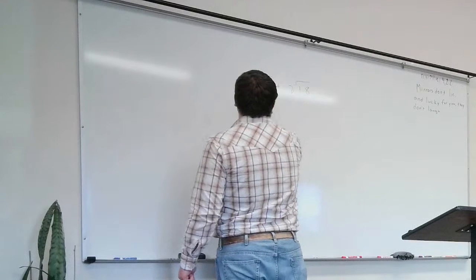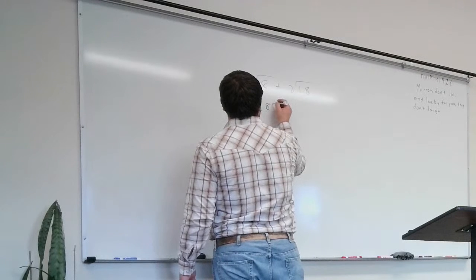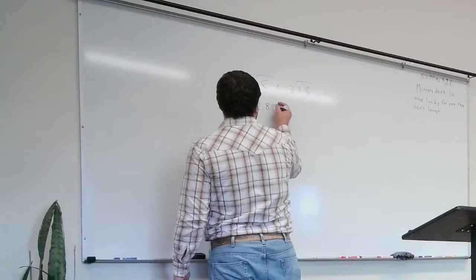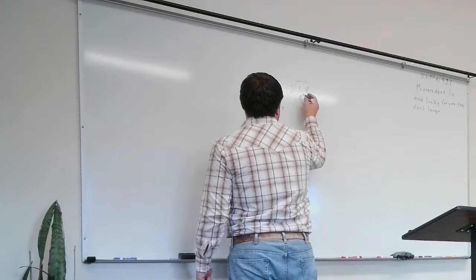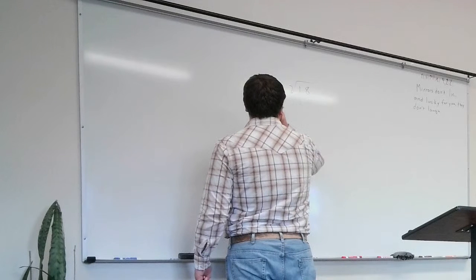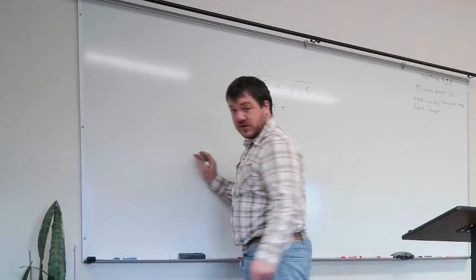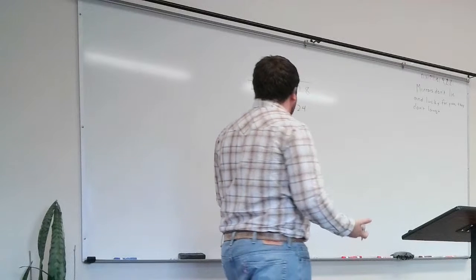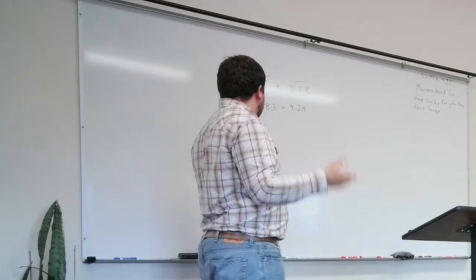2.8, 2.83. Okay, round it to the nearest hundredth for me. 2.83. And then you add that to the irrational square root of 18. Round it to the nearest hundredth. 4.24. Right, so that's rounded to the nearest hundredth. So now you just add these together, right? At this point, you just go 2.83 plus 4.24.